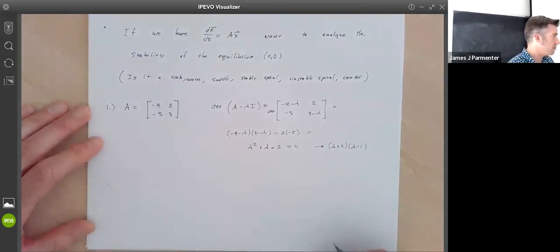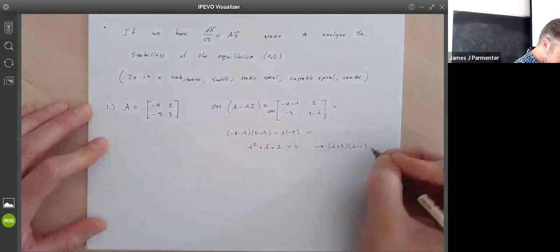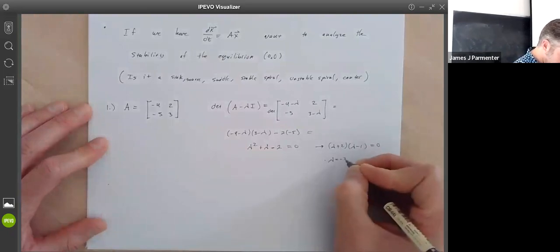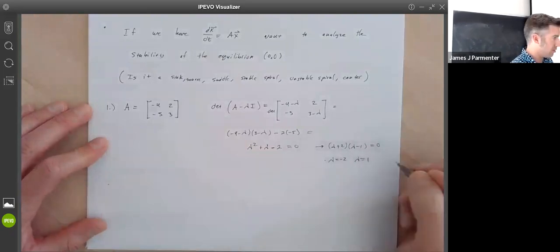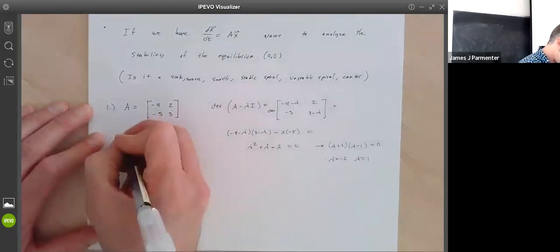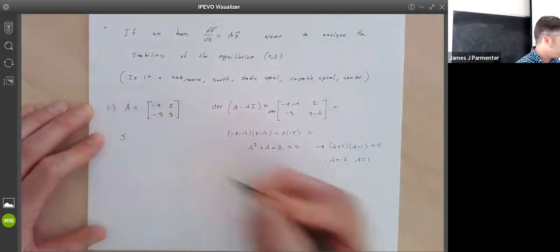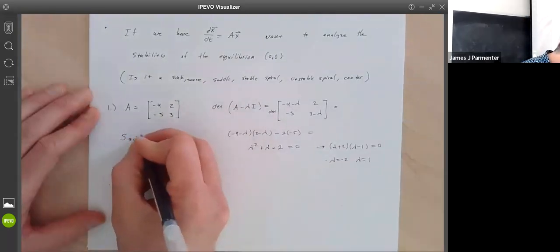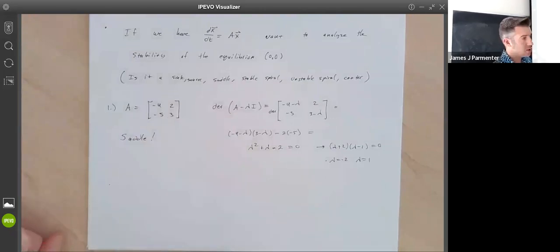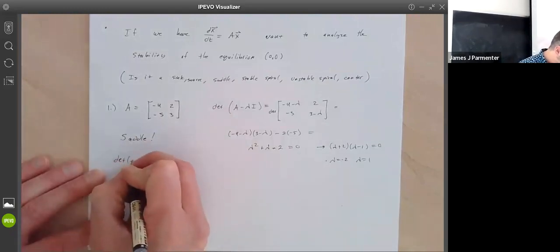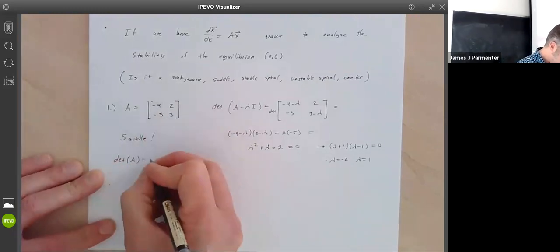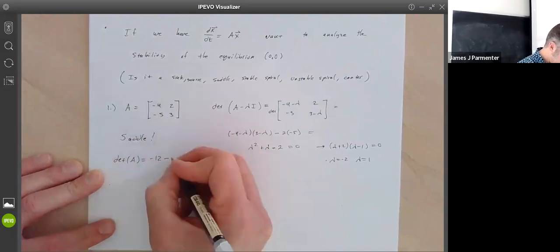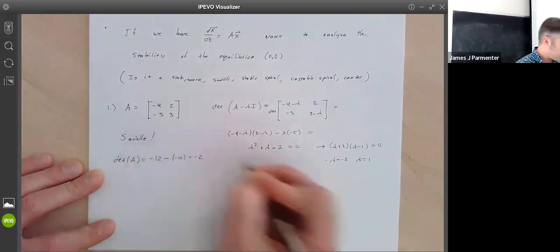So what do we have? Well, we have a negative eigenvalue and a positive eigenvalue, so we must have a saddle. Now, I will point out, you could have also figured it out as a saddle just by taking the determinant of this matrix. So the determinant of A is -12 minus -10, which is -2.